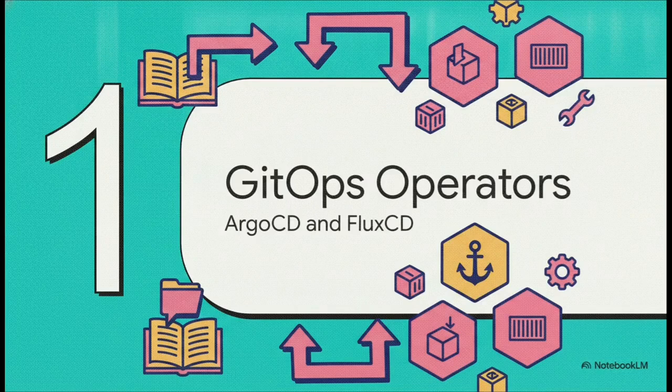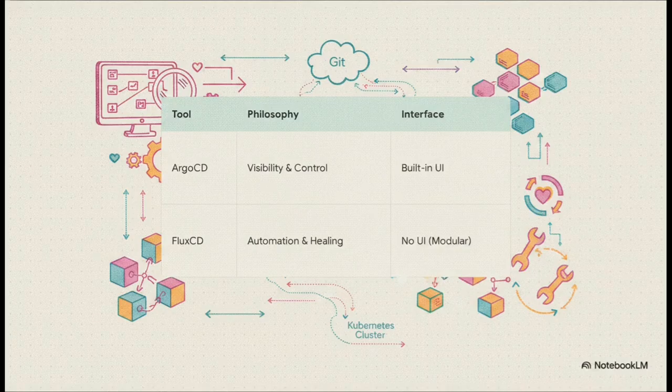Section 1. GitOps operators, ArgoCD and FluxCD. So let's talk tools. Both ArgoCD and FluxCD are Kubernetes native, and they both follow that exact same core philosophy: watch Git and reconcile the cluster. But they definitely have different flavors.